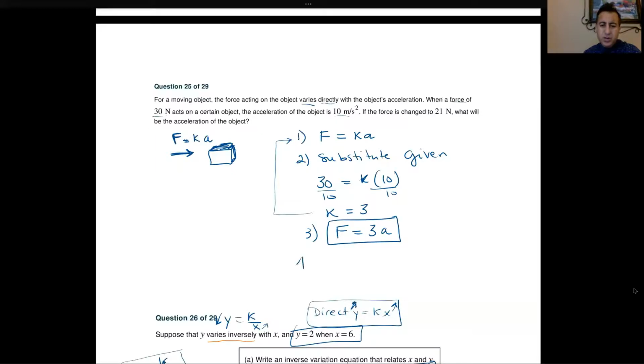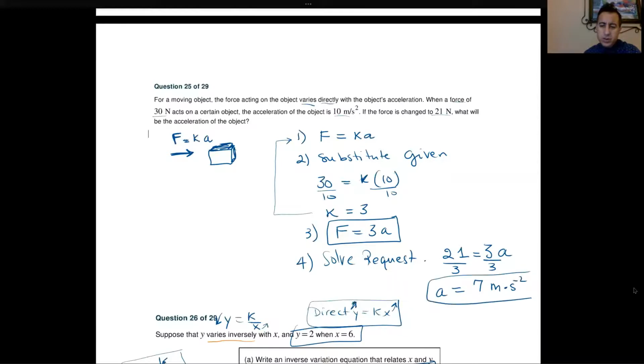Once you have the variation, now you're ready to solve any request or any question. So if the force changes to 21, then the acceleration is divided by 3 both sides, so it would be a 7. And what are the units? It's going to keep the same units. And sometimes we write it that way. Remember, the exponents divide by these exponent here at 2, which means a negative exponent 2. So it's the same way.